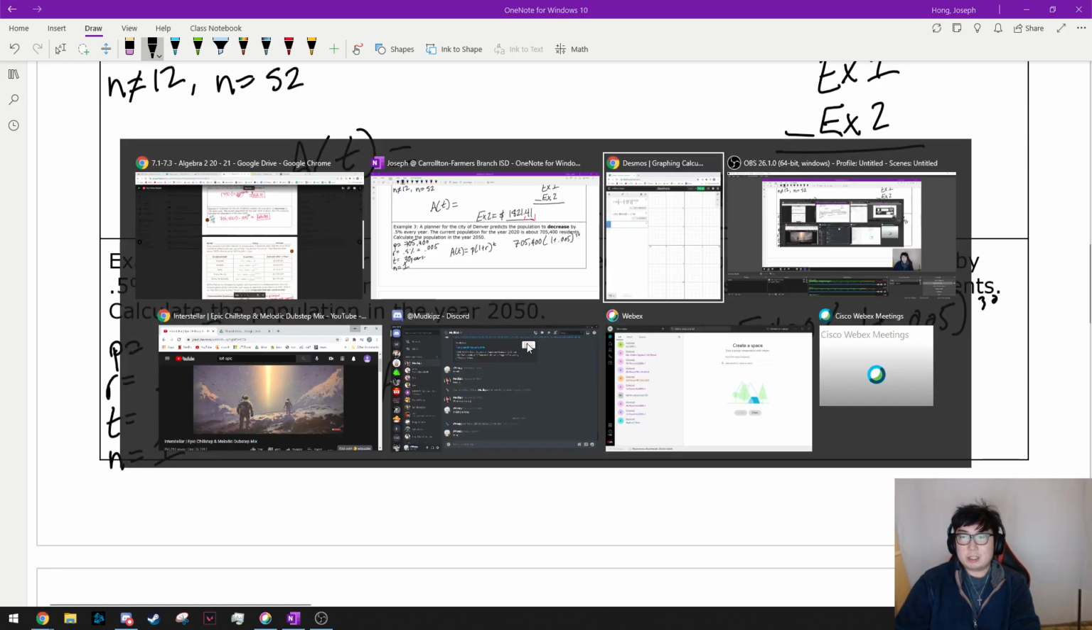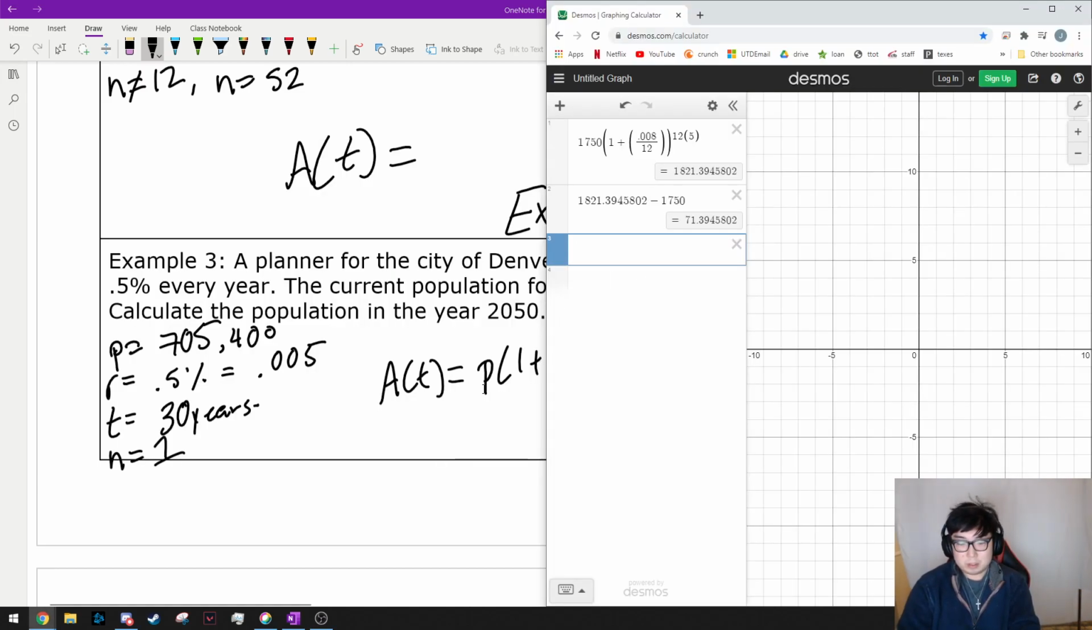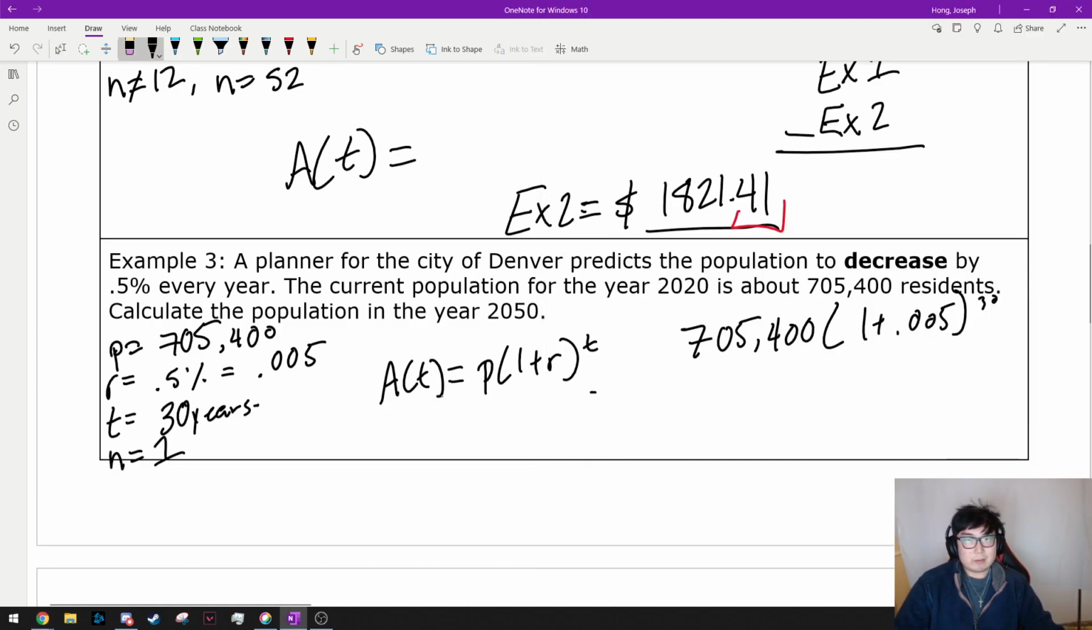So let's try typing this into Desmos. 705,400 times (1 plus 0.005) to the power of 30. Oh, but the thing is, my rate of change isn't growing, right? The question said how much it would decrease. So my rate of change isn't really 0.5%. It's actually negative 0.5%. So this addition sign right here has to be a minus sign. So let's change that in Desmos real quick.